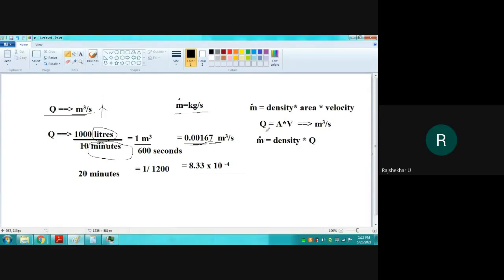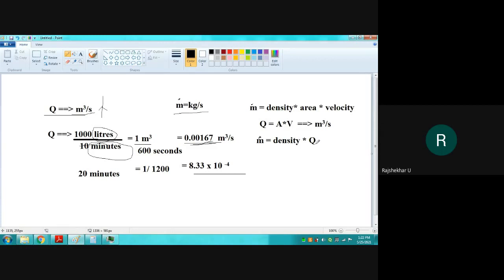What is m dot here? M dot is kg per second. This is the relation between mass flow rate and discharge. This is how they are connected. Mass flow rate is equal to density into discharge, or rate of flow.